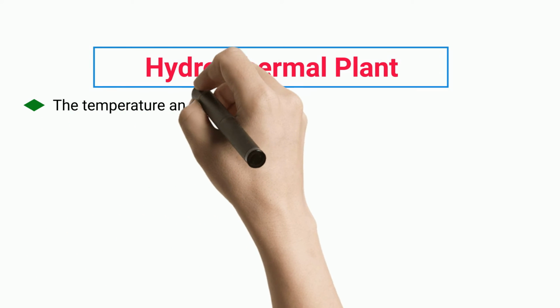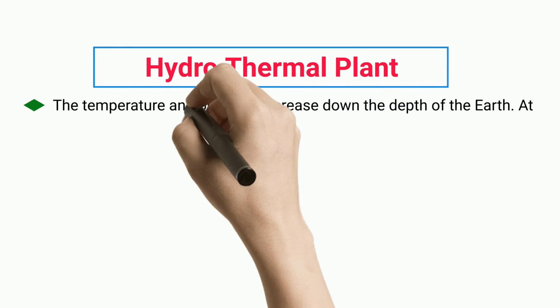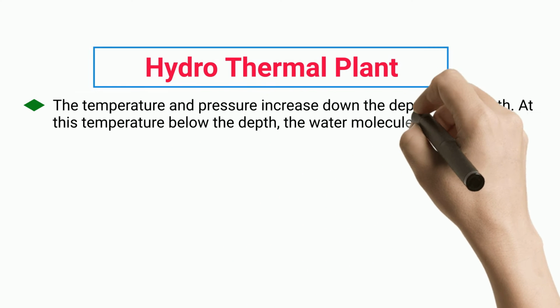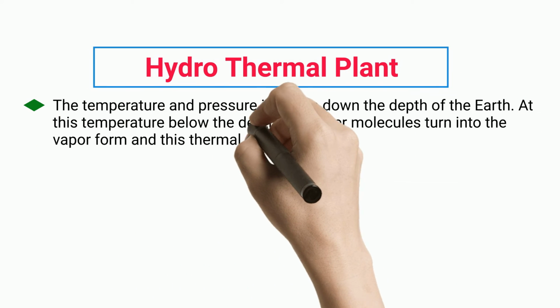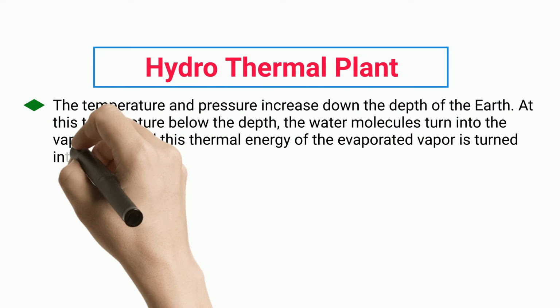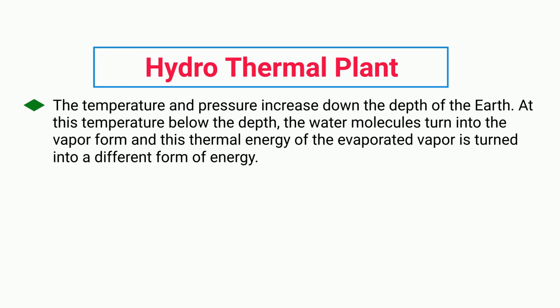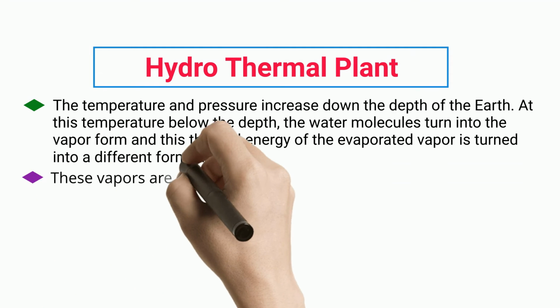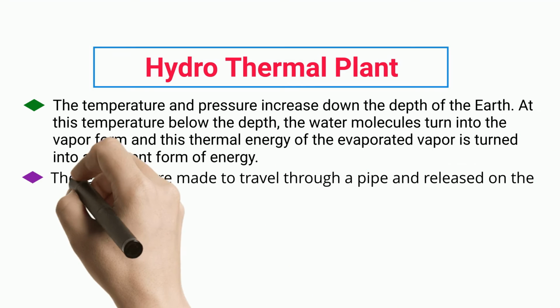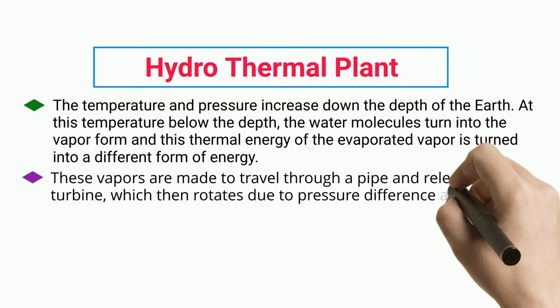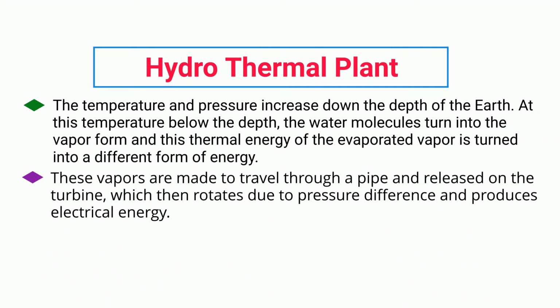Hydrothermal plant. The temperature and pressure increase down the depth of the earth. At this temperature below the depth, the water molecules turn into the vapor form, and this thermal energy of the evaporated vapor is turned into a different form of energy. These vapors are made to travel through a pipe and released on the turbine, which then rotates due to pressure difference and produces electrical energy.